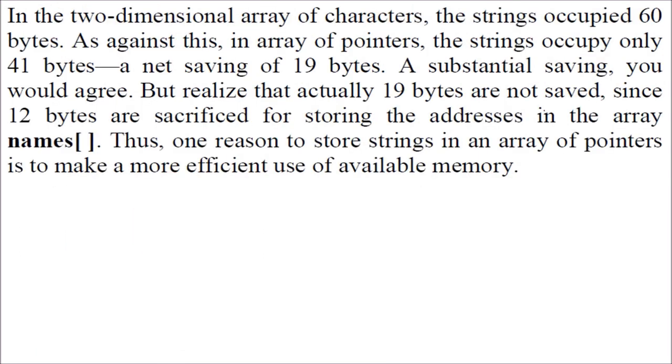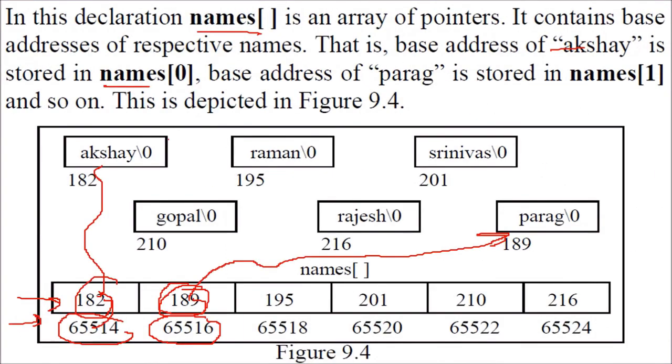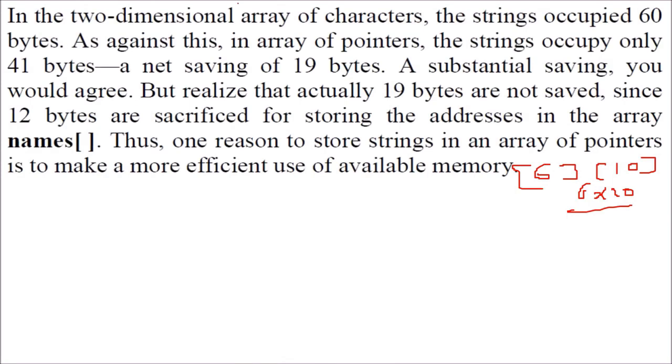In this, if we take 6 and 10, two-dimensional, so 6 into 10, that is going to take you 60 bytes. But in this case, if you just count the names, 1, 2, 3, 4, 5, 6, 7 for the \0, all this if you count, you will see that only 41 bytes will be used. So you are saving 19 bytes. But there is one more catch: for storing the addresses, you have consumed 12 bytes. So in all, you have saved only 7 bytes.